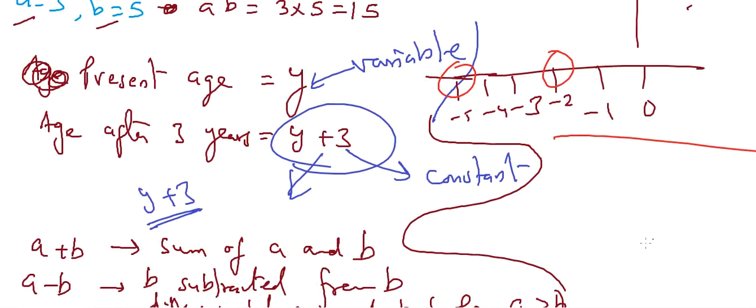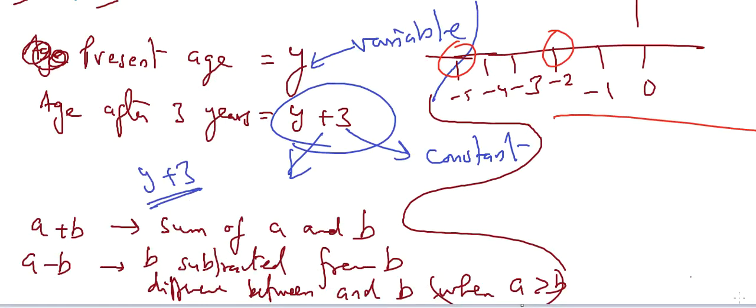Okay, so that's why I said here, say a minus b. You can say the difference between a and b is a minus b when a is greater than b. If a is less than b, then the difference between a and b is b minus a, not a minus b.